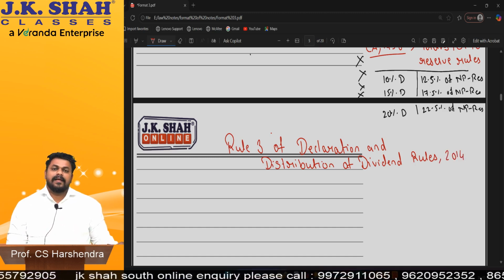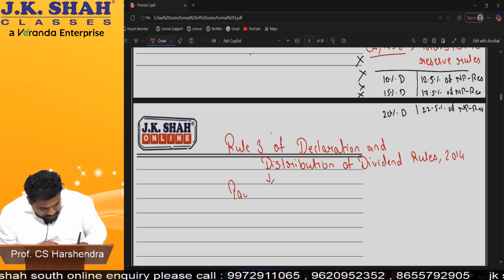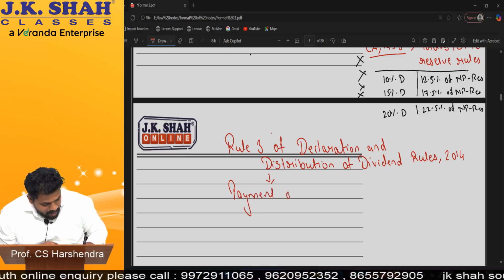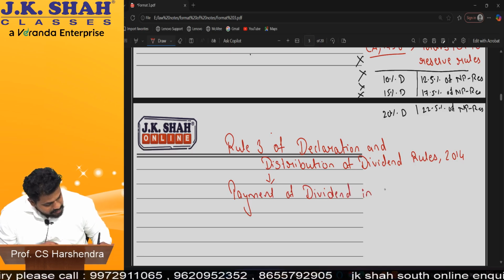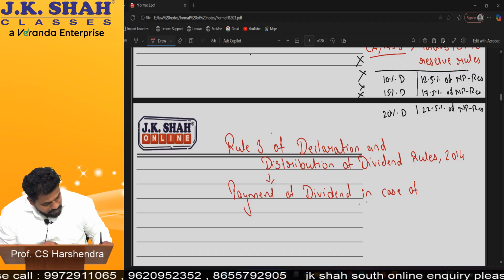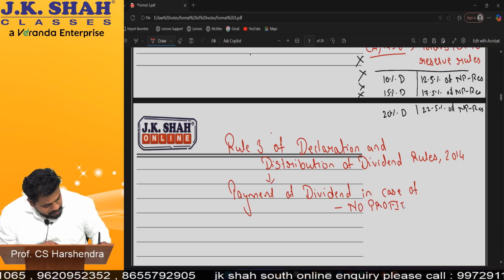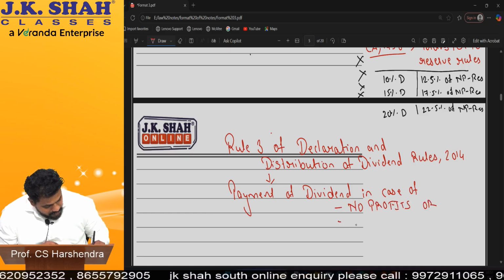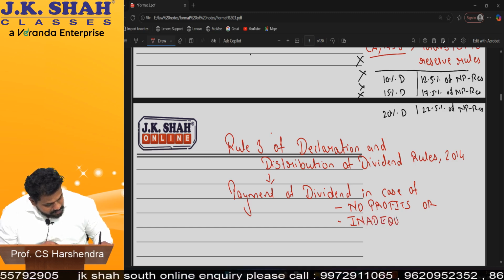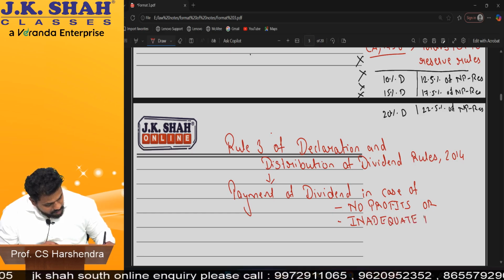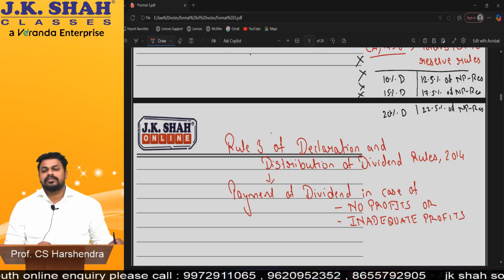What is this? See, this is nothing but payment of dividend in case of no profits or inadequate profits. Let's understand what this is.